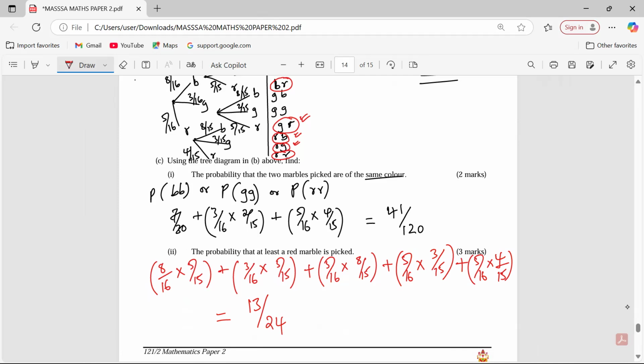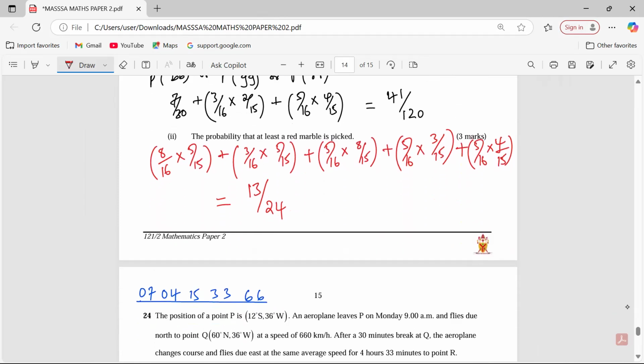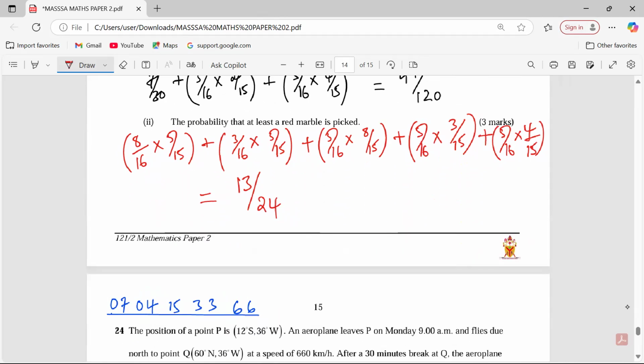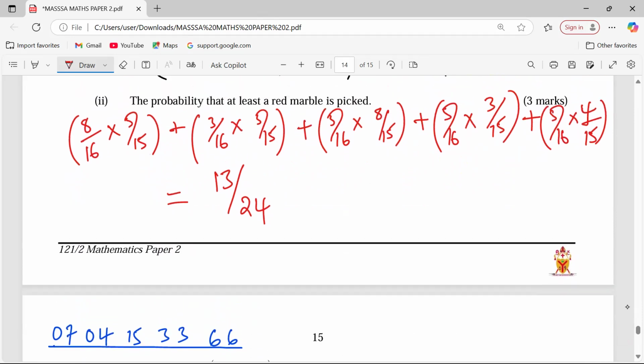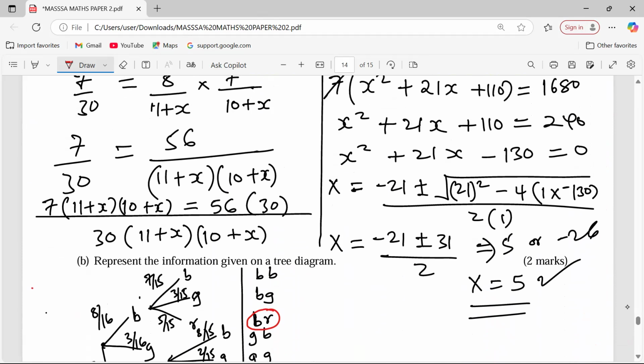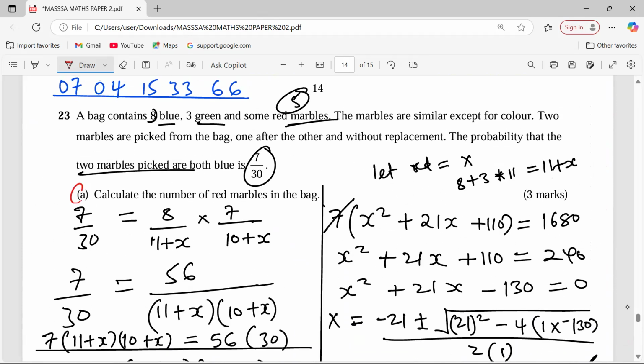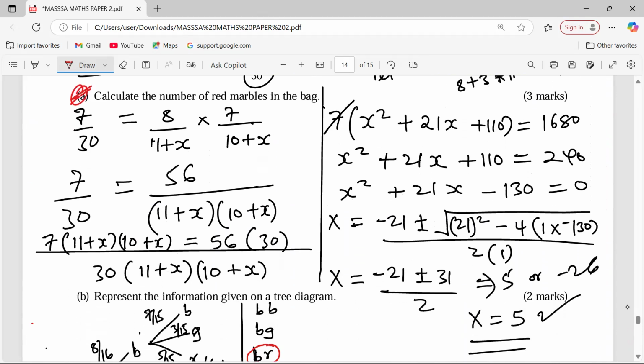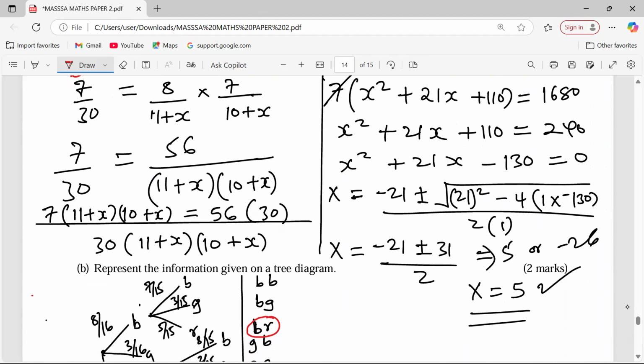13 over 24. That's done. So that's all on the probability. Again, a very technical question, also in part 1. Once a student has understood part 1 and is able to comprehend what is happening, that student will be able to work it out very quickly.